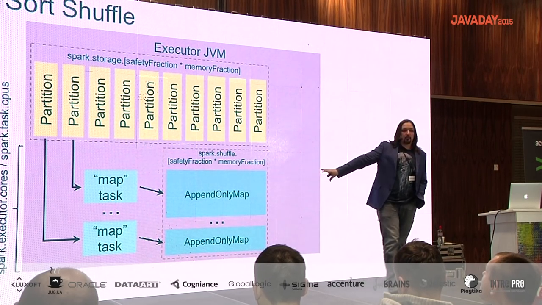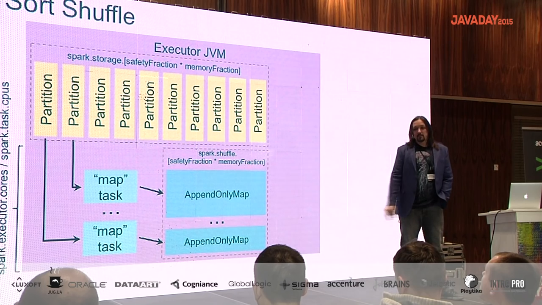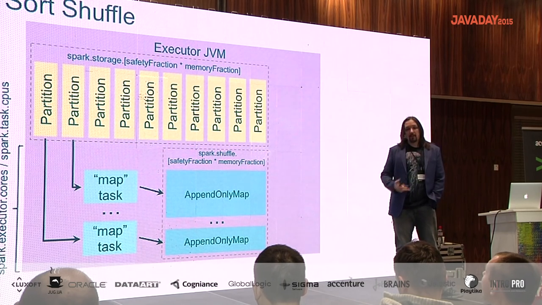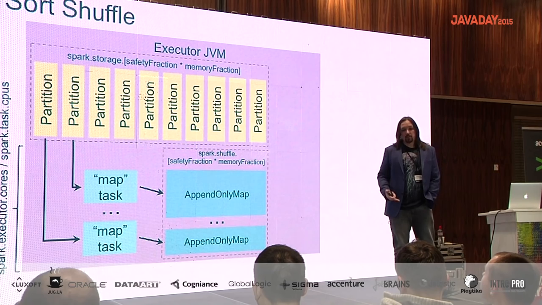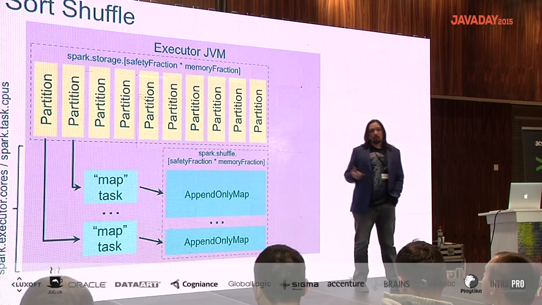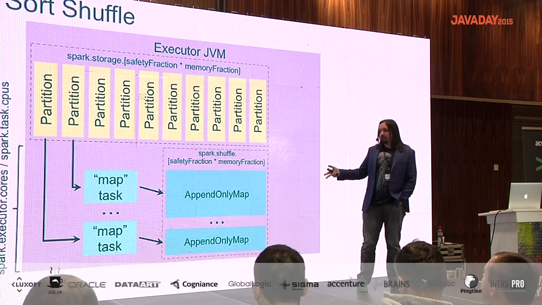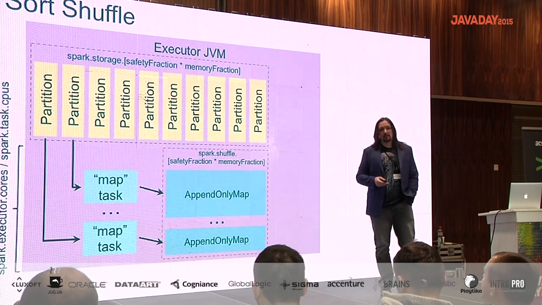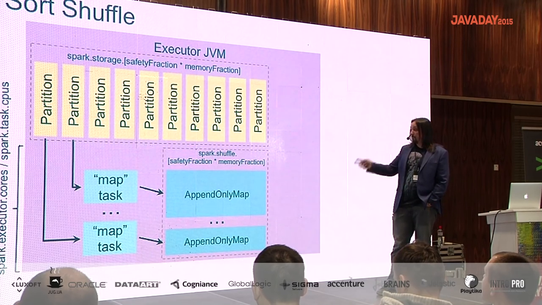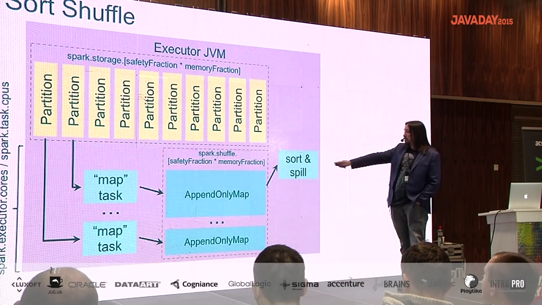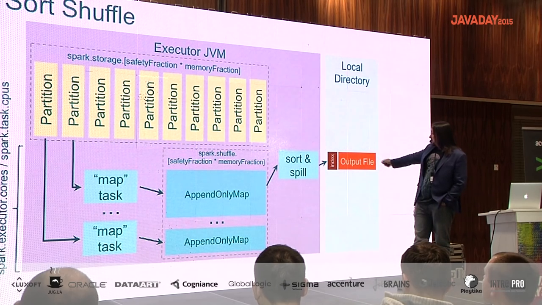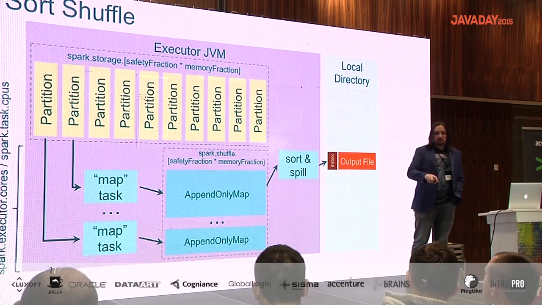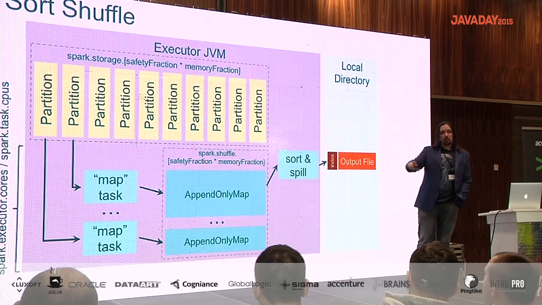It uses an append-only map. This append-only map is implemented as an open hashing map. They have their own implementation of open hashing, and they use Murmur hash for this. You can read it, it's a nice piece of code. It's not very big, something like 200 lines in Scala, but it's very nice. Then, on top of the append-only map, they execute sort and spill, and spill the data to the file system. It gets an index and a single output file. The index is used so you can retrieve a specific partition out of this file.